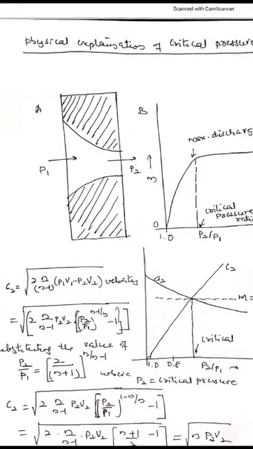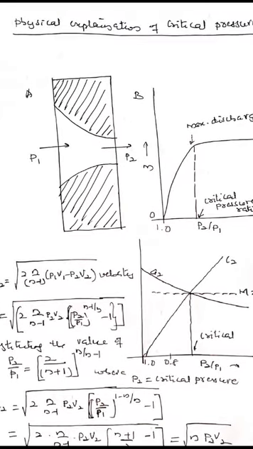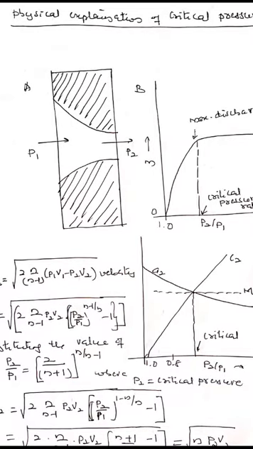Today we shall study the physical significance of the critical pressure ratio, or give a physical explanation of the critical pressure ratio. Last class we had derived an expression for the critical pressure ratio. Also we obtained an expression for the maximum mass flow rate through a nozzle.